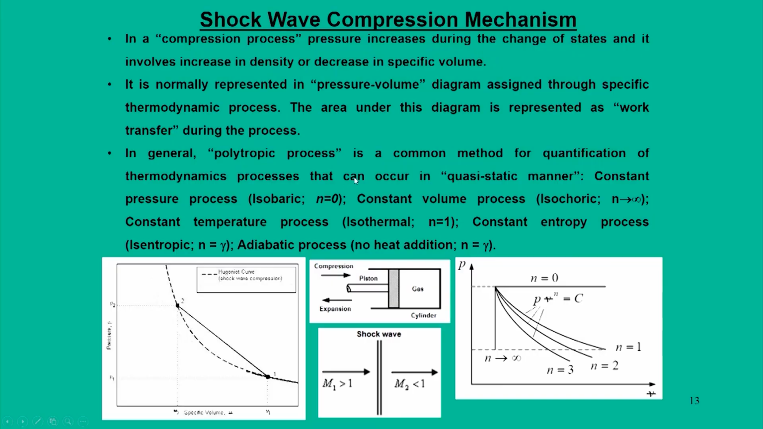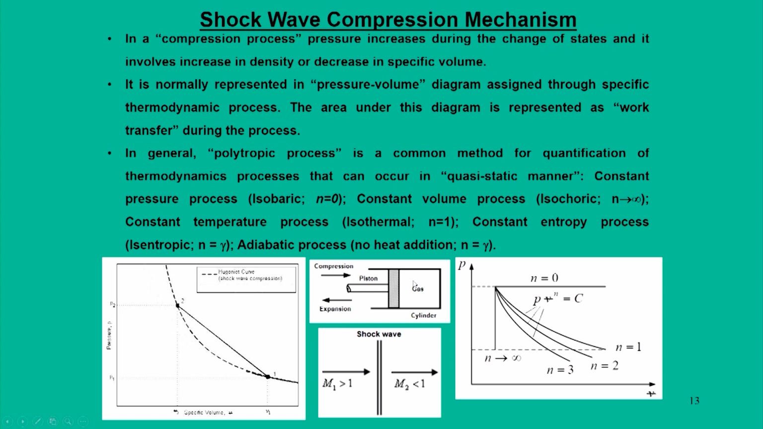So, a compression process normally involves an increase in pressure during change of states, and it also involves an increase in density and a decrease in specific volume. Thermodynamically, we view this compression process in a piston cylinder mechanism. When the piston moves towards the gas, the flow field is compressed. When the piston moves away from the gas, the flow field is expanded. This is how we view any gas being compressed or expanded in a piston cylinder mechanism.